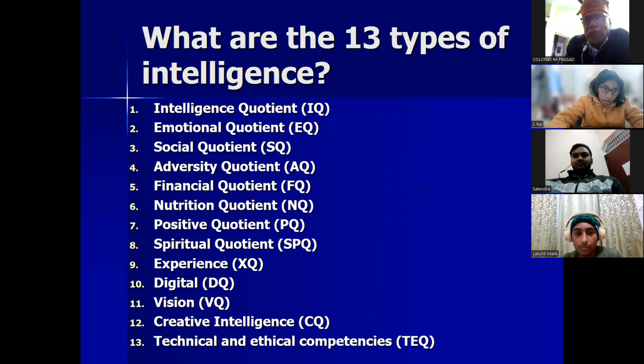quotient, positive quotient, spiritual quotient, experience quotient, digital quotient, vision quotient, creative intelligence, and technical and ethical competencies. Till now we have also been talking about the physical quotient as part of it, but they seem to have included it into the nutrition quotient itself. There is another talk of what is called physical quotient.